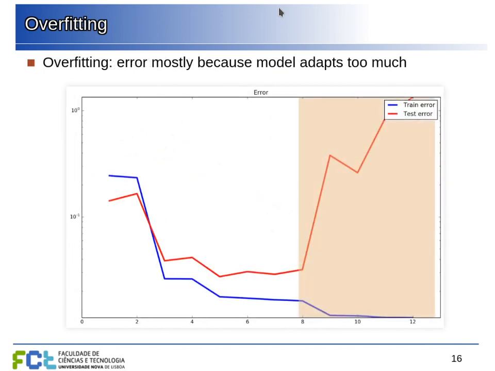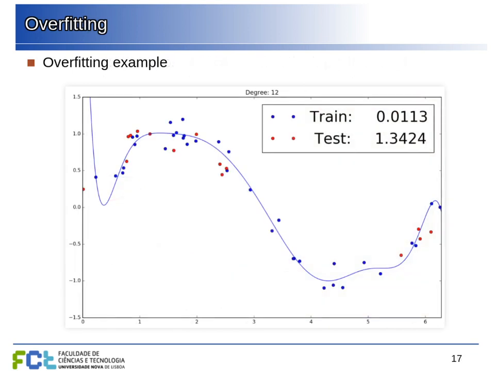If we increase too much the power of our model, we start having a very large test error, even though the training error is small. So we have a very large difference between the two. This would be an estimate of the generalization error. And we clearly have the model adapting too much to the training data, to the detriment of the ability to make good predictions outside the training set. So this would be an example.